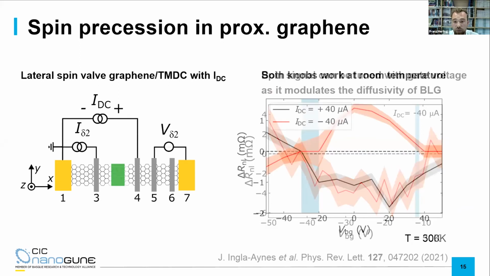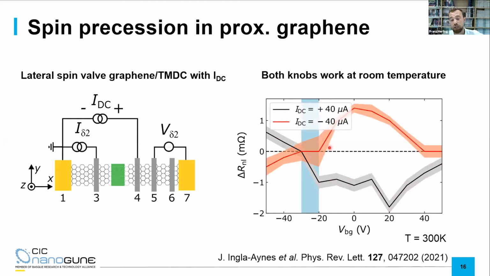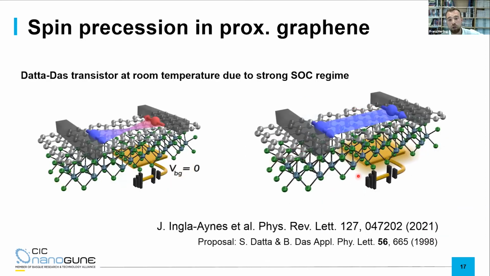And both of these, so to say, knobs to change the spin signal in our device also work at room temperature. So here's one curve where we can change the signal with the backgate voltage and also by applying different currents. So what we've essentially done here is we've realized a spin-field-effect transistor at room temperature due to the strong spin-orbit coupling that we can only achieve because we're using proximitized graphene as a heterostructure. And in this strong spin-orbit coupling regime, we can electrically control the coherent spin precession around these spin-orbit fields. And that is a result that we've just recently published in Physical Review Letters.